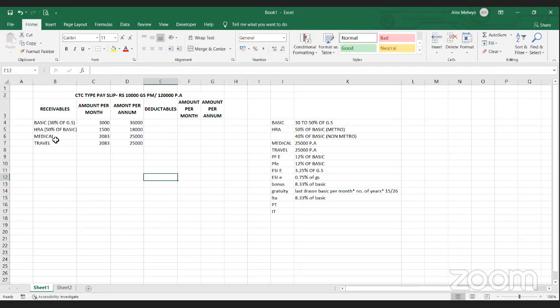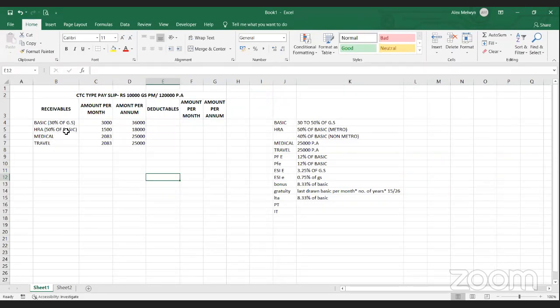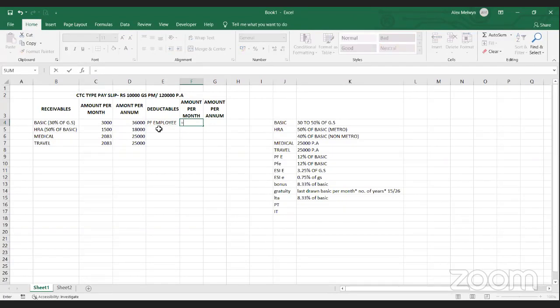This is the first step towards the payslip: once after bifurcating this, only 4 components will be part of receivables: basic, HRA, medical, and travel. So basic I have put as 30%, HRA as 50%, medical and travel is a fixed amount which I have worked on. And next thing is deductibles.